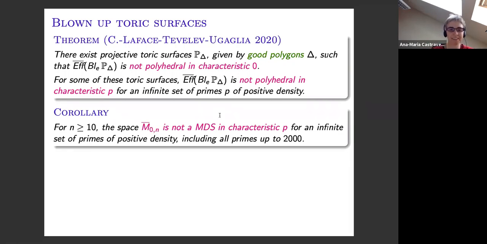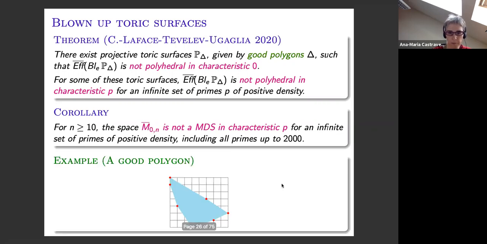So there is the result of Antonio Laface, Kijker, and Hausen, who lowered the bound to n equal 10. And so that is for characteristic 0. And now we have the same result also for characteristic P, that this is true for an infinite set of primes of positive density, and it includes all the primes up to 2000. So now I'll give you an example of a good polygon by showing you this picture.